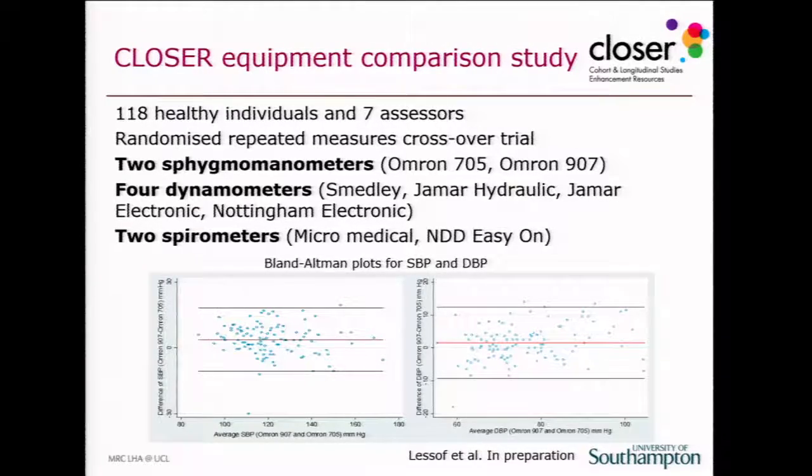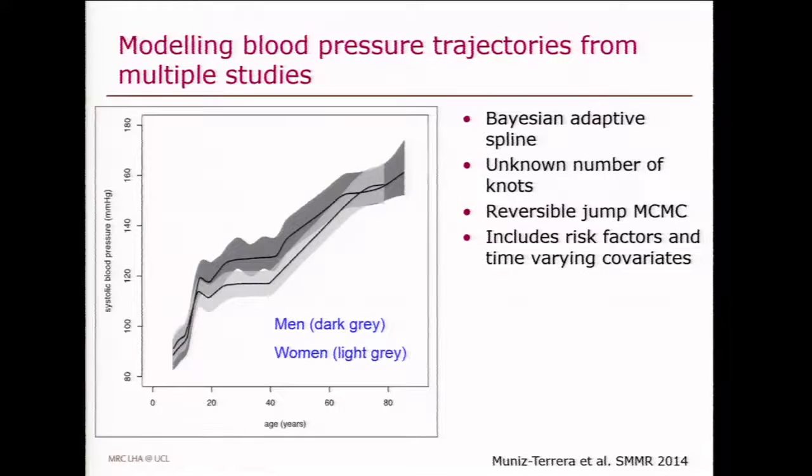So we've just carried out what we were going to call a calibration study, but it's now an equipment comparison study with 118 individuals that weren't part of NSHD. And we've done a randomized repeated measures crossover trial to compare our two measures, 2 machines for blood pressure, 4 machines to measure grip strength, and 2 machines to measure lung function. So I just wanted to highlight these methodological challenges when we're looking at trajectories across the life course, even when we think, or even when we're measuring the same thing.